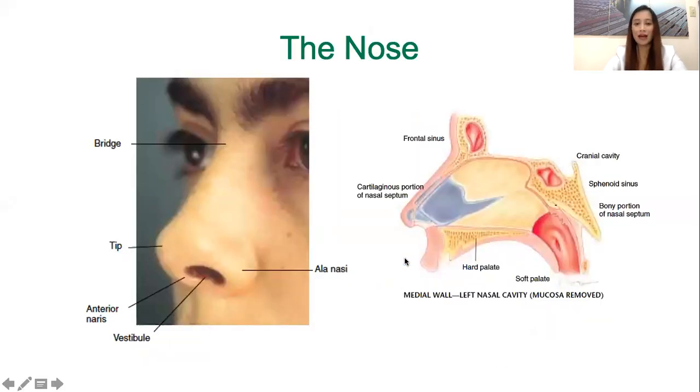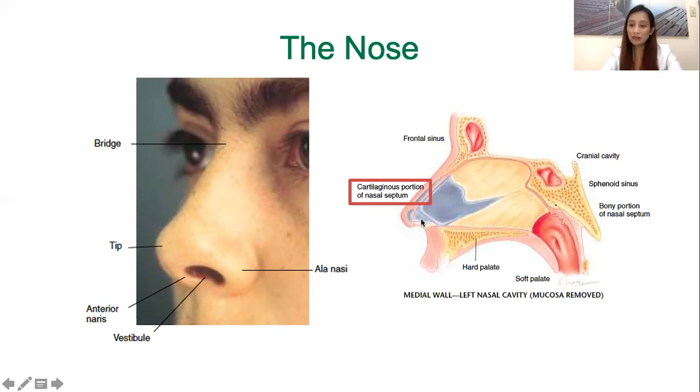Next, we review the surface anatomy of the nose. Of course, you're familiar with the nose, the tip of the nose, and of course, you have your ala nasi and your anterior nares, and the inside cavity will be your vestibule. The first part of your nasal septum is cartilaginous, and then the inner part will be bony. But the one that you'll be able to examine will be only the anterior part of the nasal septum.